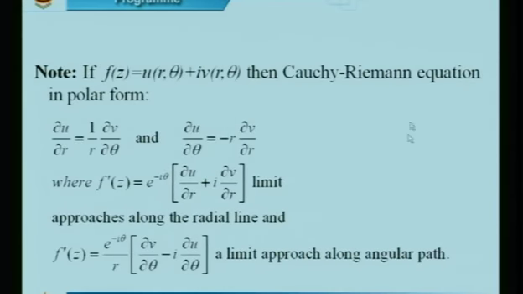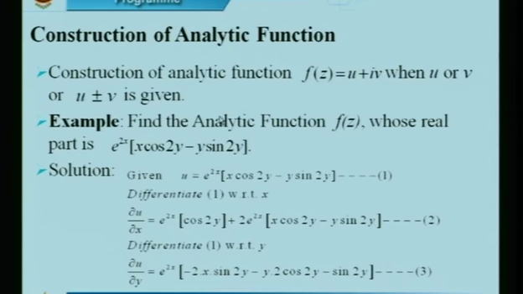Then here in the polar form, the derivative limit approaches in two forms. One is the limit approaching along the radial line, which gives f dash z is equal to e power minus i theta into dou u by dou r plus i into dou v by dou r. And another one is the limit approaching along the angular path, e power minus i theta divided by r into dou v by dou theta minus i into dou u by dou theta. This is the formation, or this is the result, for the CR equations.